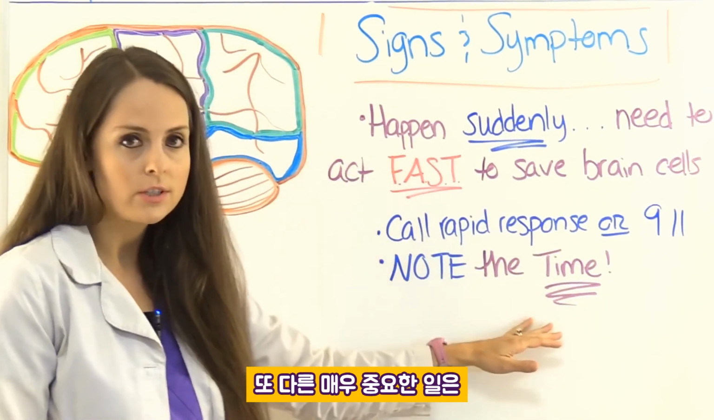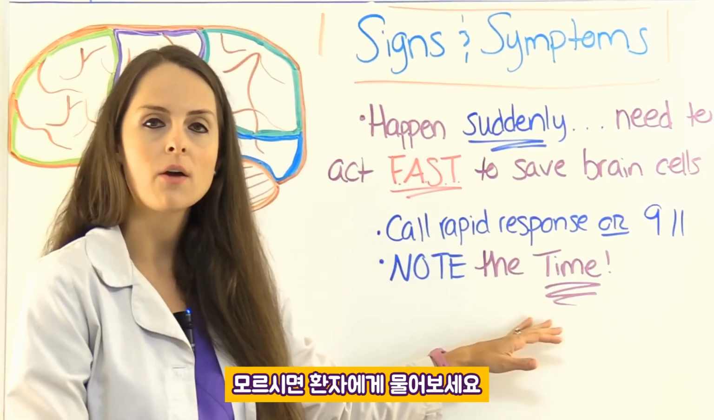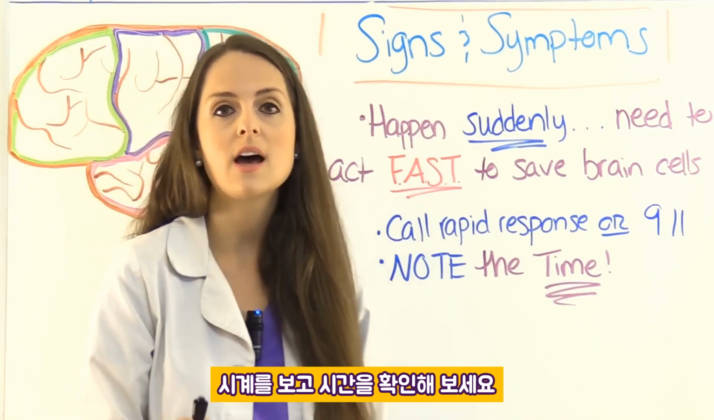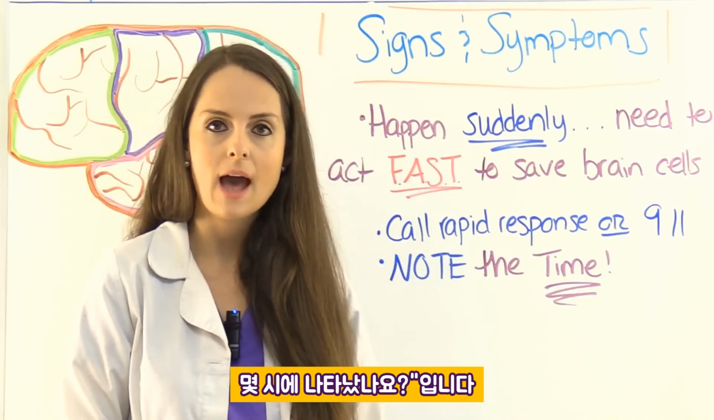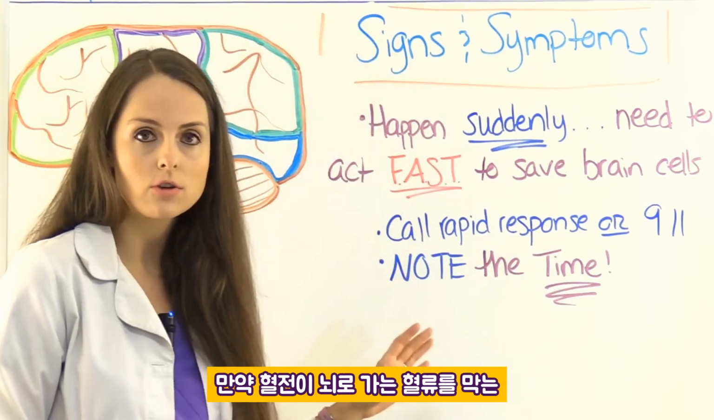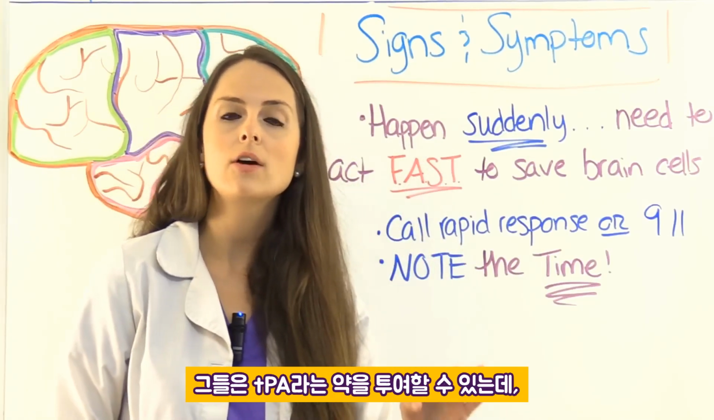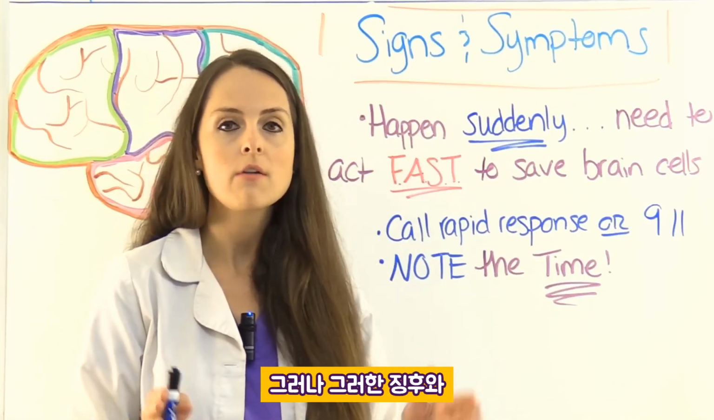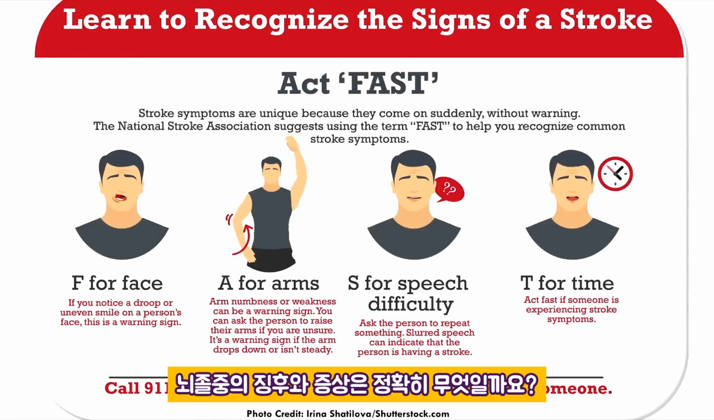Another thing that's super important to do is to note the time when these signs and symptoms started. So if you don't know, ask the patient, or if you were there observing them, you want to take a look at your watch and look at the time. Because the first question that's going to be asked is, what time did these signs and symptoms happen? Because if this is an ischemic stroke where there's a clot blocking the flow of blood to the brain, they can give a drug called tPA, which will dissolve that clot. But they only have a 3-hour window from the time that those signs and symptoms started, so you want to note the time. Now, what exactly are those signs and symptoms of a stroke?